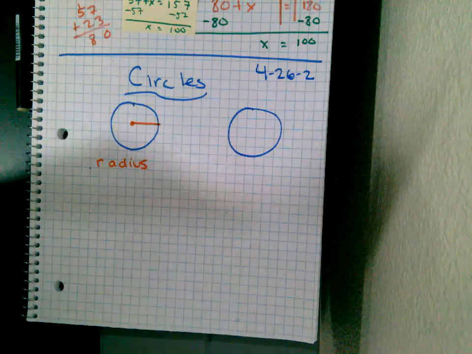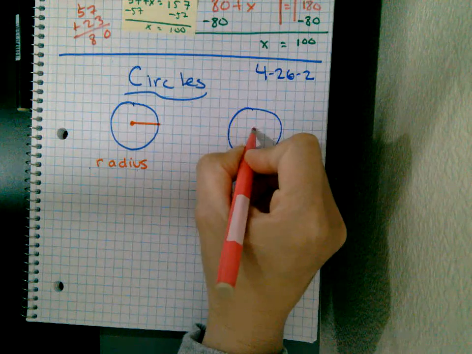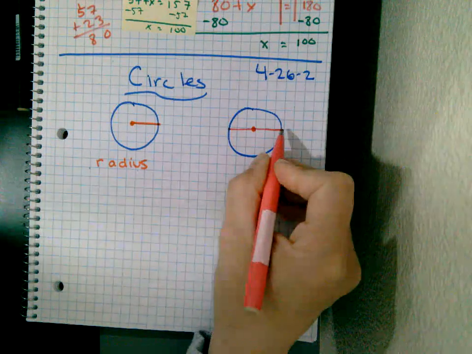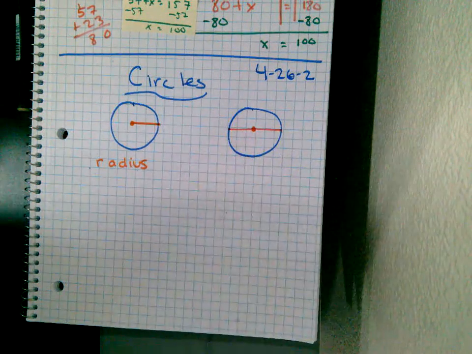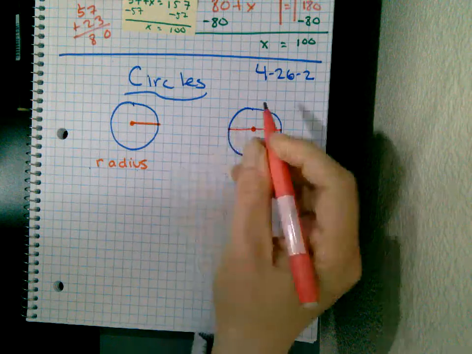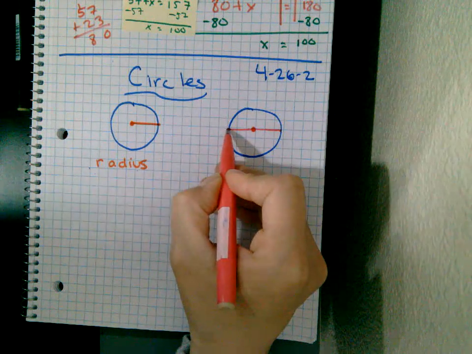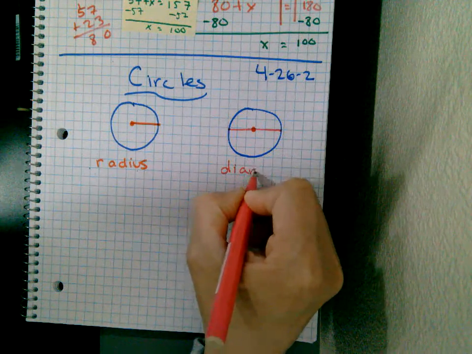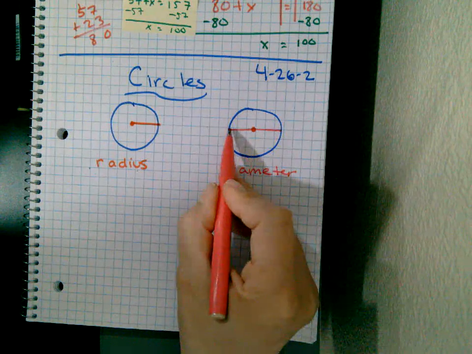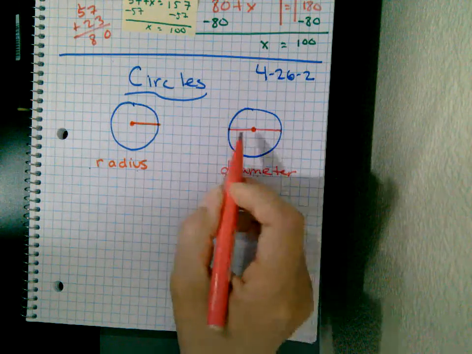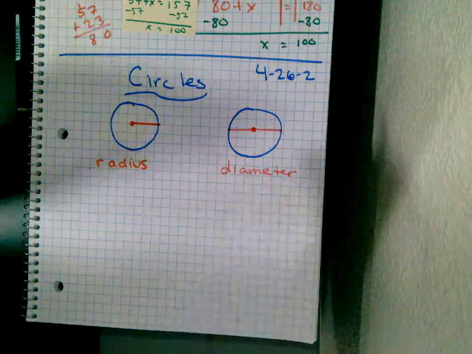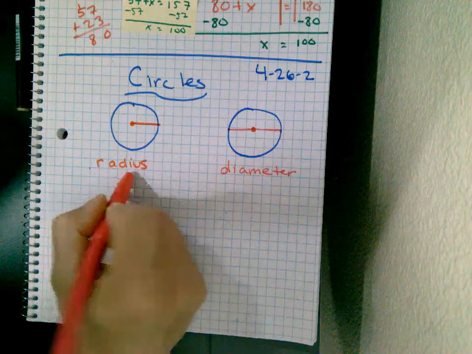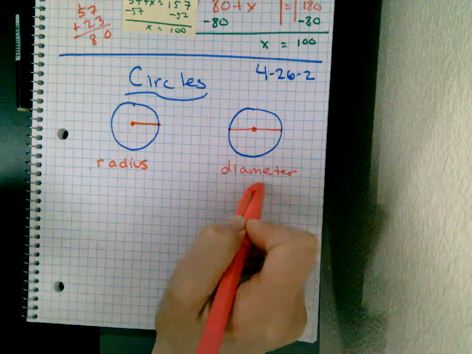Now, sometimes the line goes from one side all the way across to the other side of the circle, kind of like a Pokemon. This shows us the distance from one side of the circle all the way to the other side of the circle. And this is called the diameter. All the way across is called your diameter. From one edge to the other is called your diameter. If it just goes from the center out, that's your radius. When it goes all the way across, it's called your diameter.